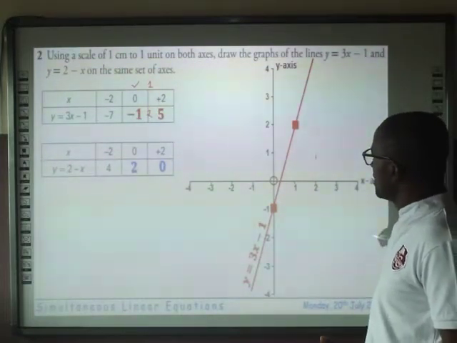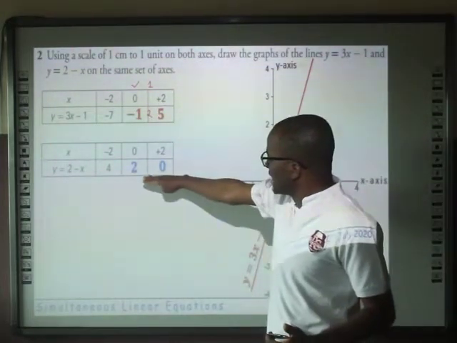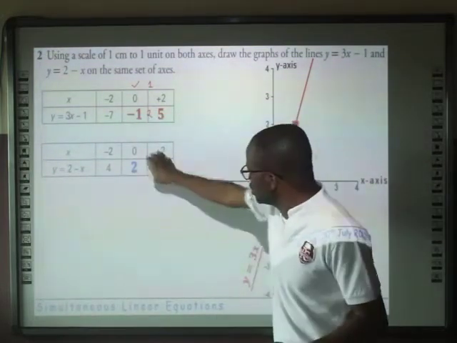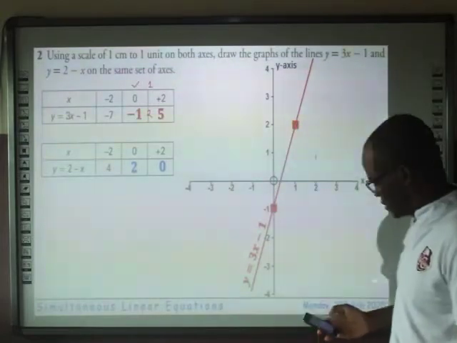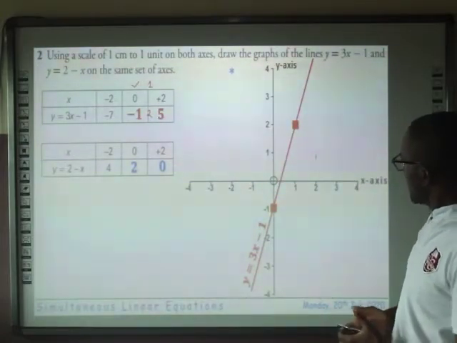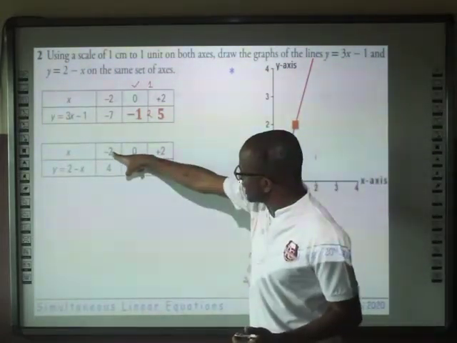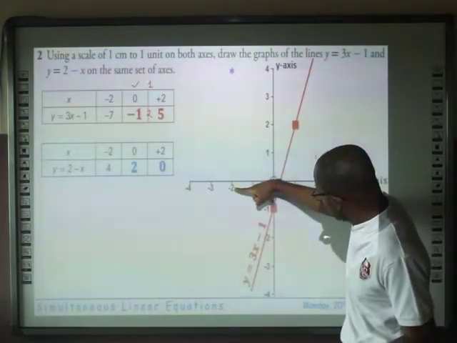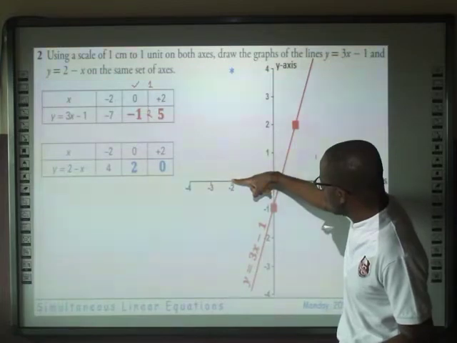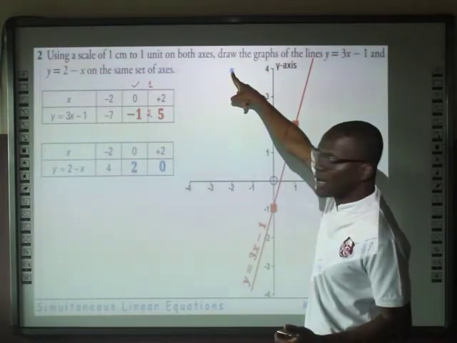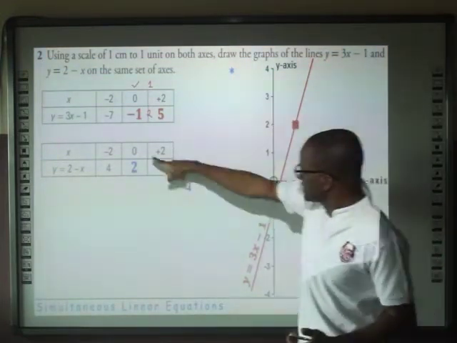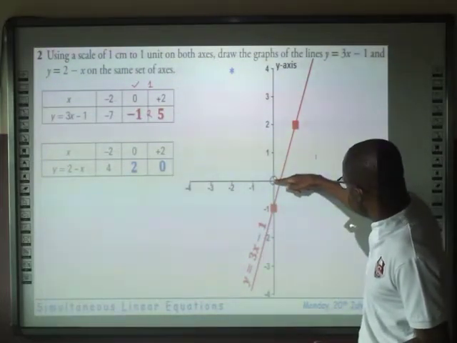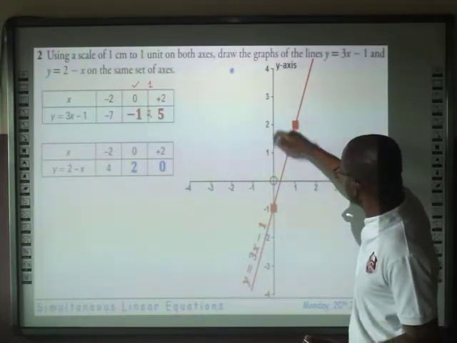Right, next up, we need to draw the line for the equation y is equal to 2 minus x. Again, using that table of values. We start with when x is minus 2, y is 4. Right there. Okay? And when x is 0, y is 2. Right there.